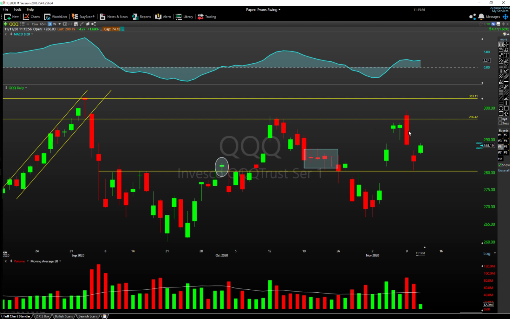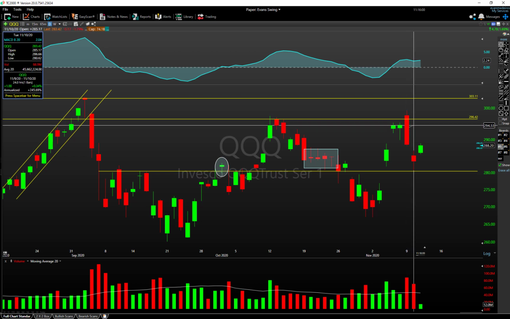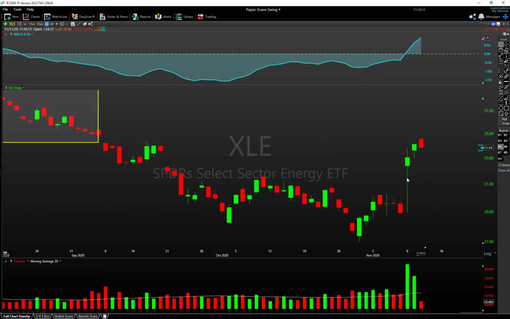We did signal originally on the short idea for this trade up around 295. This gap fill was the first target. This gap fill was the second target. So we did make progress in this trade, but you can see it is bouncing right now. So that's the first idea. We did talk about it yesterday.